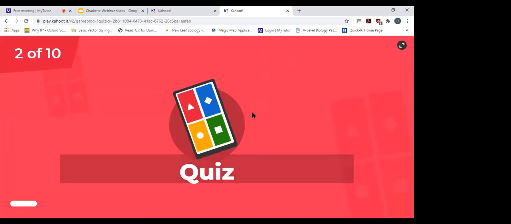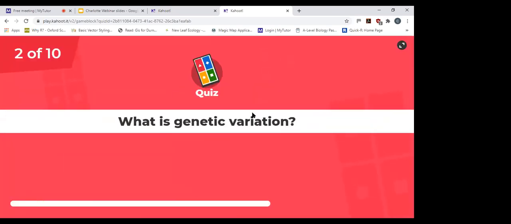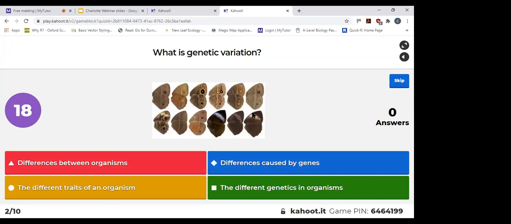Okay, next question. Question 2 of 10. What is genetic variation? Is it A, the differences between organisms, B, the differences caused by genes, C, the different traits of an organism, or D, the different genetics in organisms? Genetic variation.